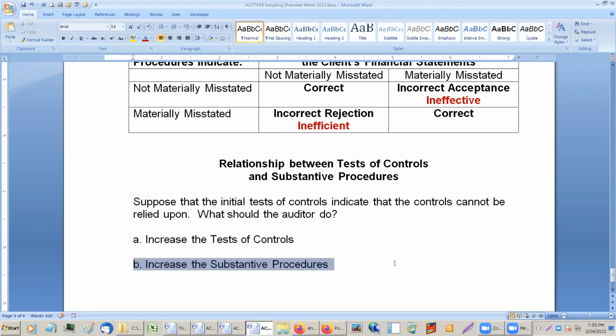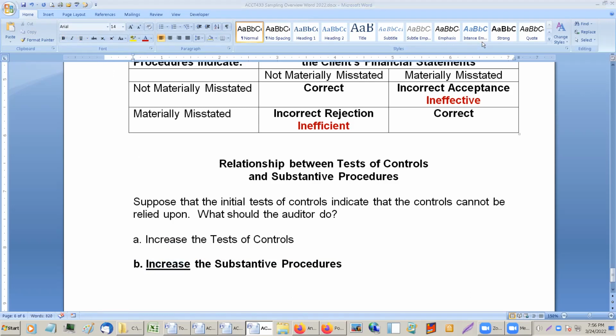It's actually B. If you can't rely on the controls, there's no reason to test them. Well, actually, I shouldn't say that. But generally, if you can't rely on the controls, you're just going to increase the substantive procedures. So no reason to keep testing them. Jump right to the substantive procedures and increase those.